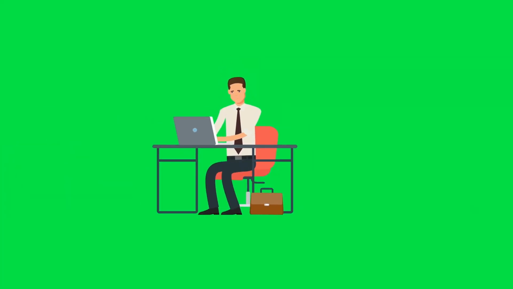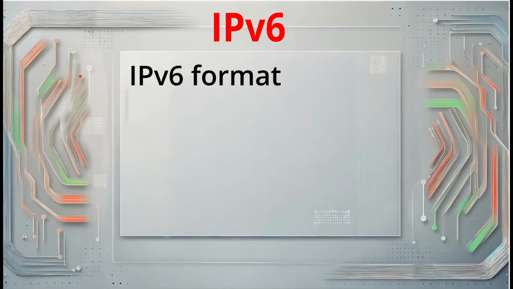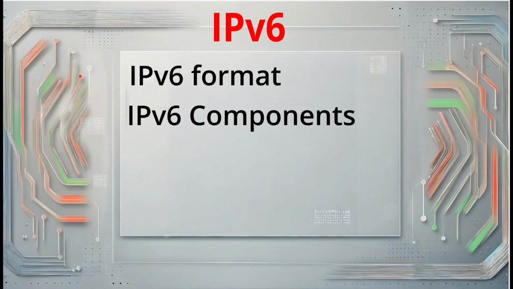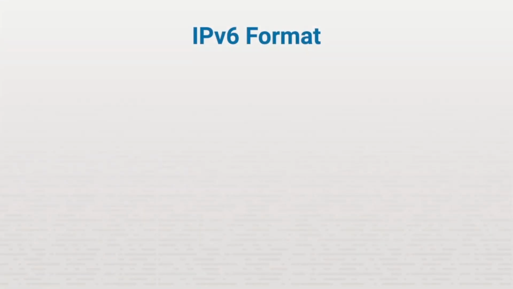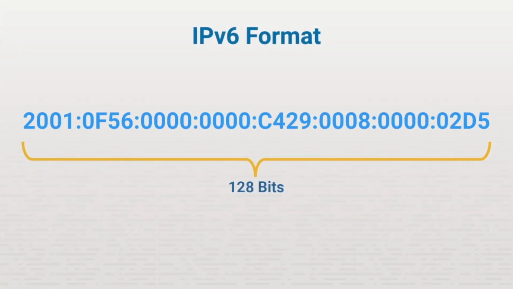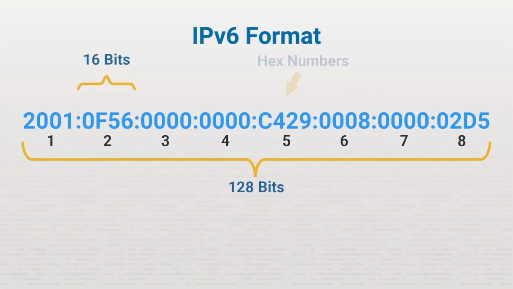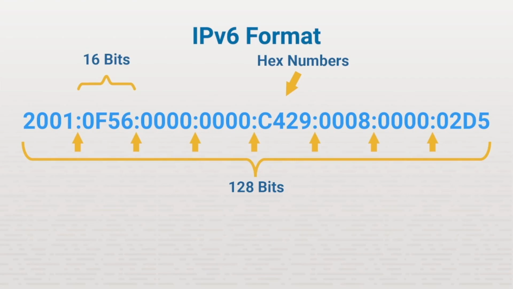In this lesson, we'll look at the IPv6 address format, the different parts of IPv6 addresses, and some of the features that they have over IPv4. IPv6 uses a 128-bit address that's comprised of 8 16-bit blocks, each containing 4 hexadecimal numbers. Each block is separated by a colon.